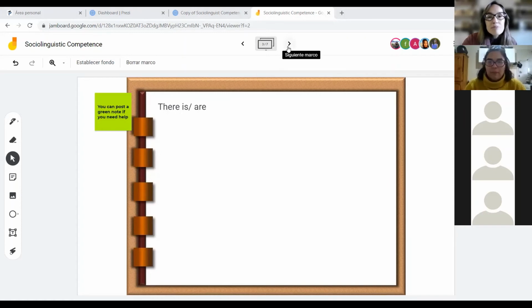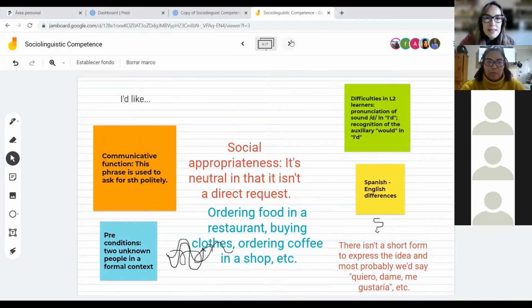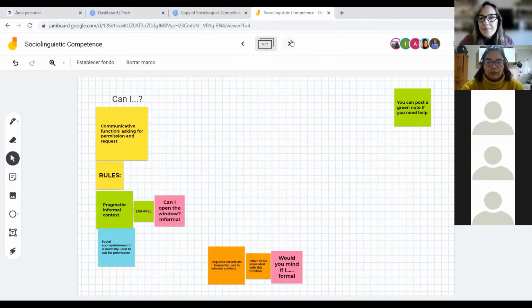Okay, who would like to tell us what you have been doing? Which group? We have how much, how many. We have I'd like and can I. Who would like to start? Or shall I read it? I don't know. How do you want to go about it? Maybe you can choose because they are not going to start and I always start discussions. Okay, I choose. Well, let's start with this one.